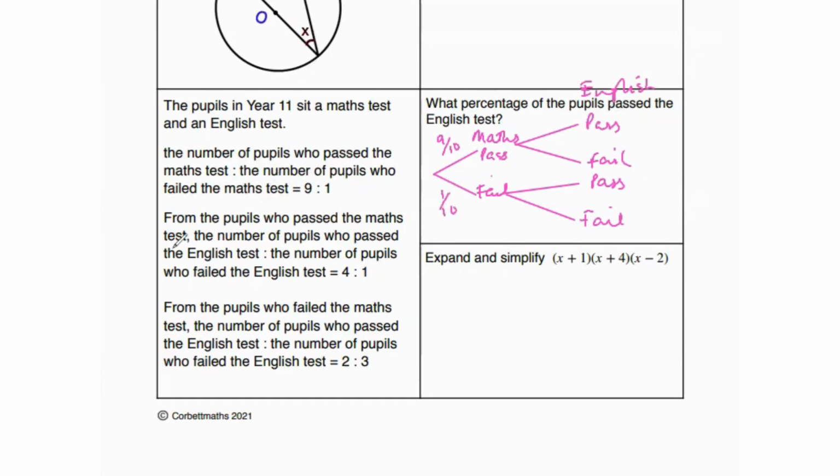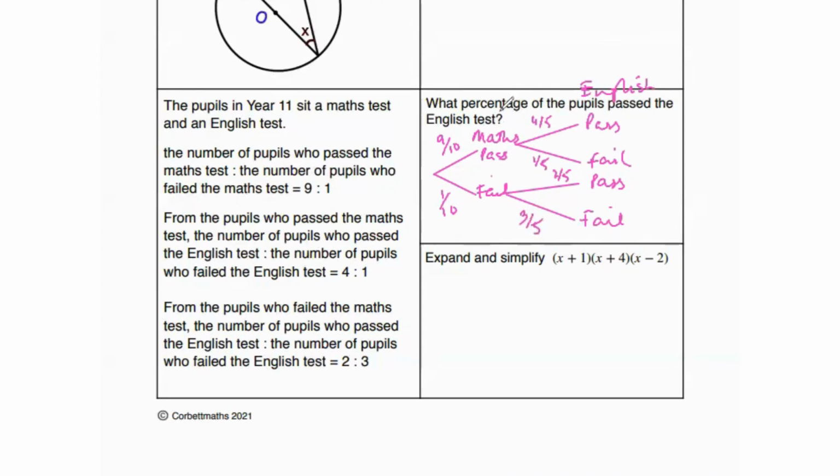Then for English, for the people who pass the maths test, the number of people who pass the English test to the number of people who fail the English test is 4:1. It is going to be 4/5 for passing and 1/5 for failing. And then for those who fail the maths test, the number of people who pass the English test to the number who fail the English test is going to be 2/5 for the passing ones and 3/5 over here.